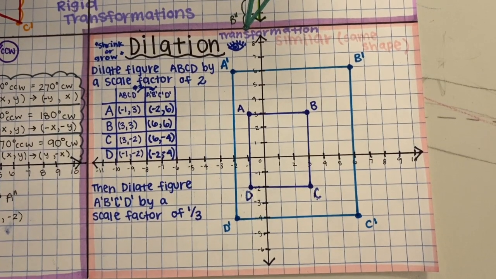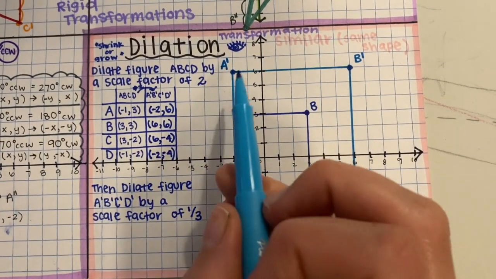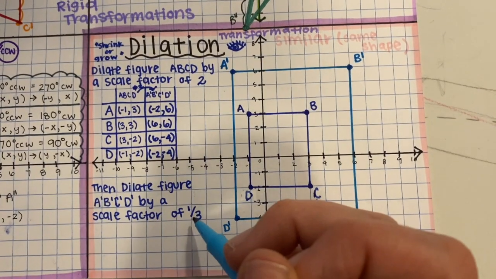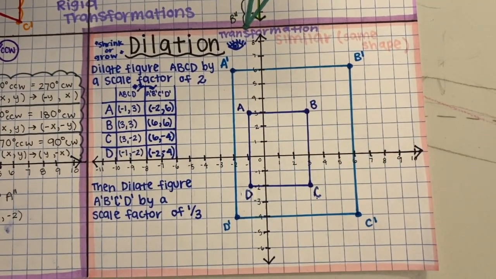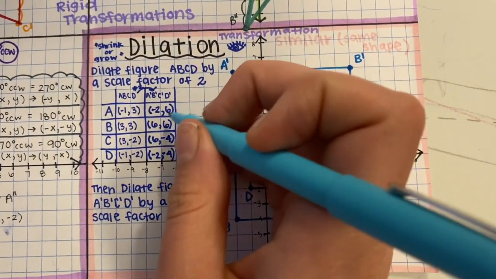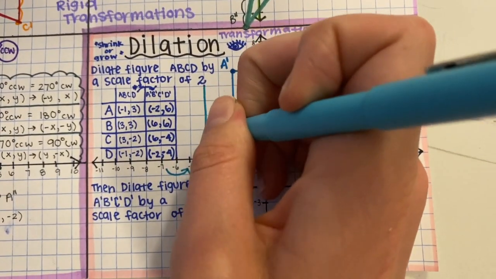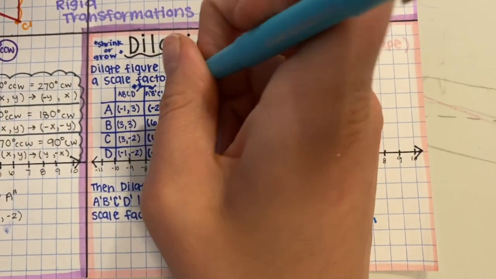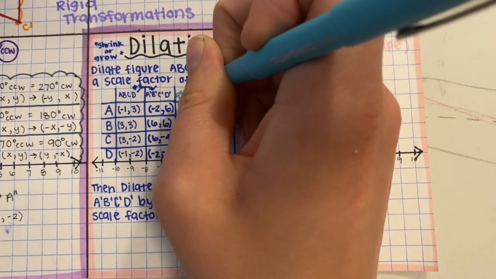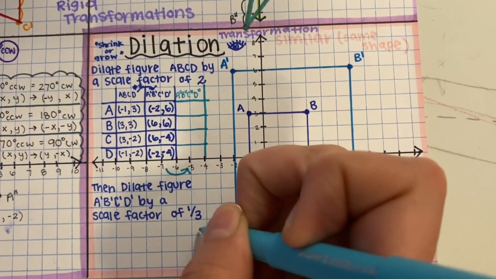Now that we have dilated this figure A, B, C, D by a scale factor of 2, I want us to dilate A prime, B prime, C prime, D prime by a scale factor of 1/3. So now, instead of getting bigger, we're going to get smaller. With this new figure, I'm going to add a part of my table, going to A double prime, B double prime, C double prime, D double prime. We're going to multiply this time by 1/3.